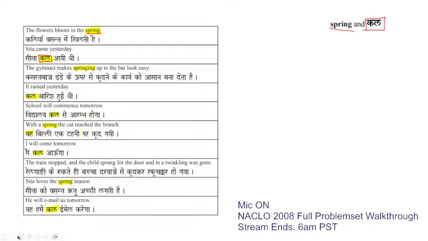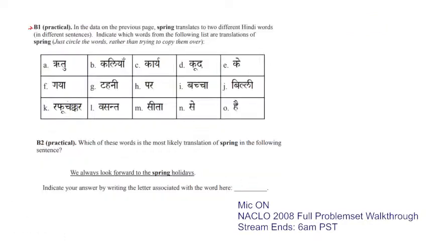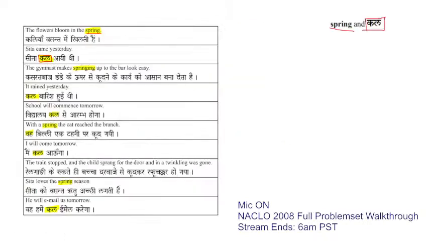Let me take a look at what we need to find in the first question, just so that we know what we're trying to figure out. Spring translates to 2 different Hindi words. Indicate which words from the following lists are translations of spring. So we're supposed to focus on the sentences that have the word spring in them. We might be able to make some headway on the problem from that.